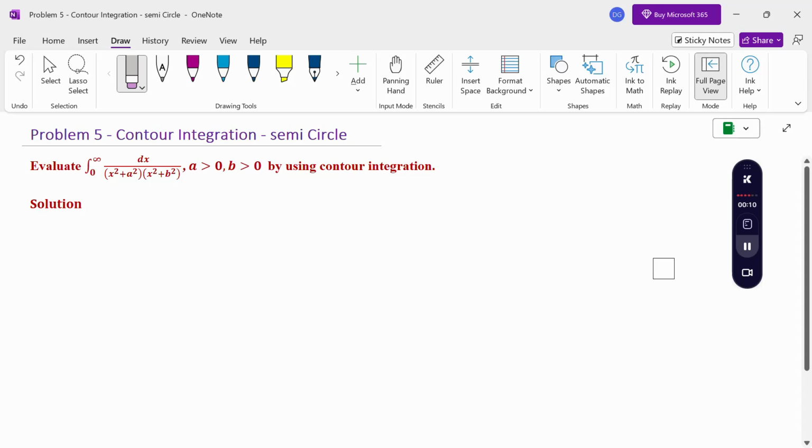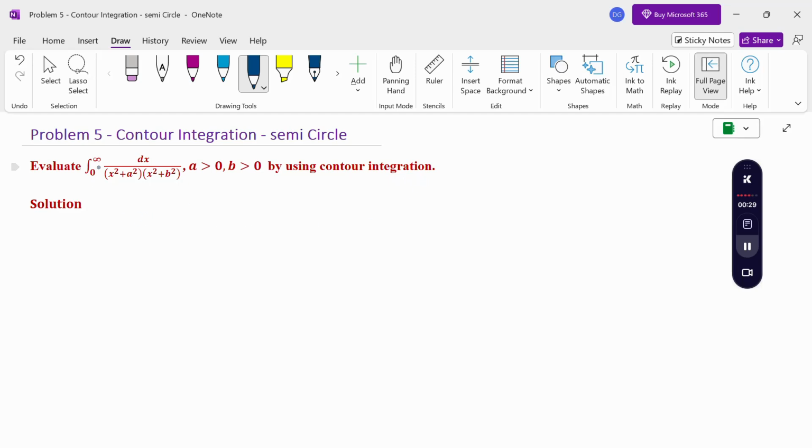Now today we are going to discuss a contour integration problem. The type is semicircle. Now see the problem. Evaluate the integral from 0 to infinity of dx by (x square plus a square)(x square plus b square), a greater than 0, b greater than 0, by using contour integration.